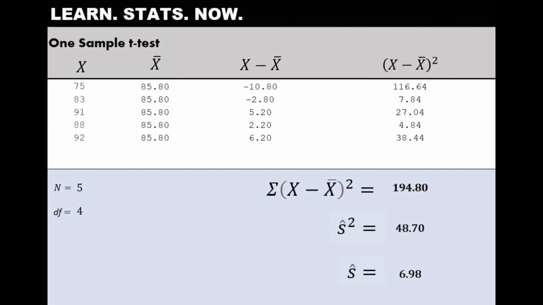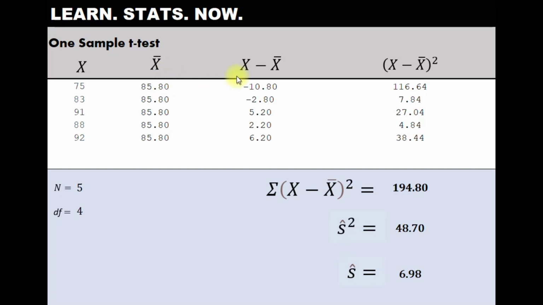Okay, so let's run through how a one sample t-test would work in Excel, and then we're going to do it in JASP. Let's imagine that we have data from temperatures in Florida in the month of, say, September, okay? And we have 5 days sampled. So under the X column are the temperatures in Florida. The mean then is calculated from those 5 observations, and it's 85.80.